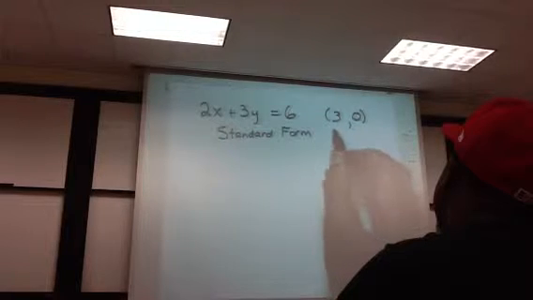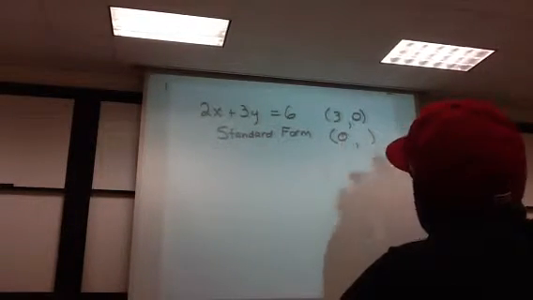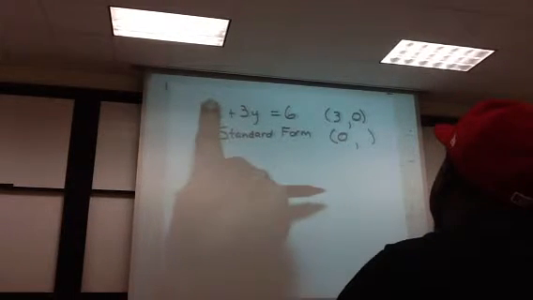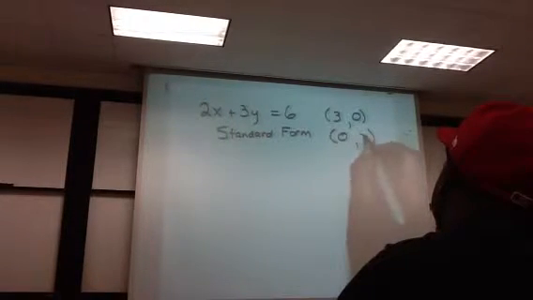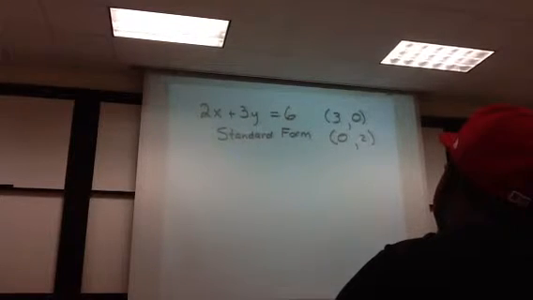How do you find the y-intercept? Set x to 0. If x is 0, that means 2x is 0, so 3y is 6. Y must be 2. And once you have those 2 points, you have the line. 3, 0 and 0, 2. Here's your line right there. That's 2 points.